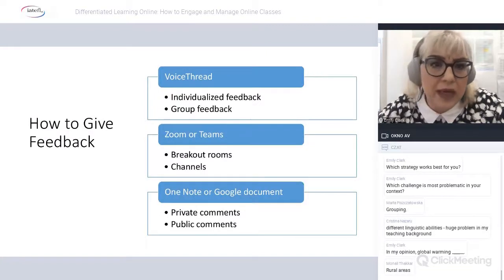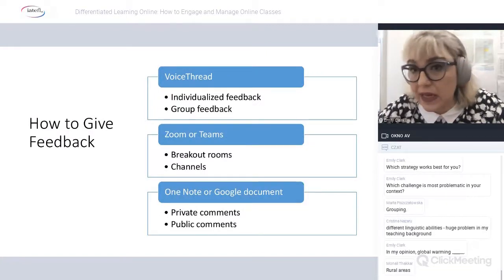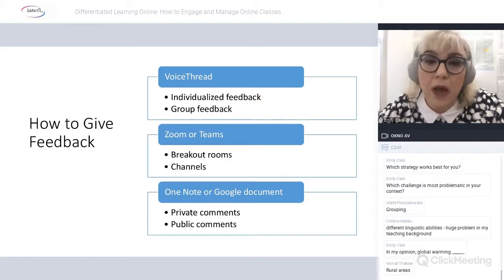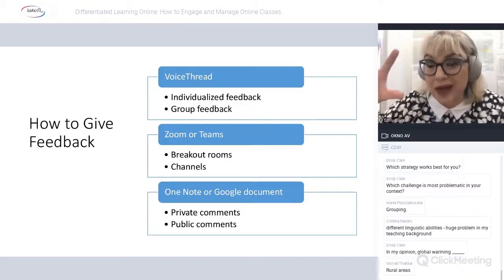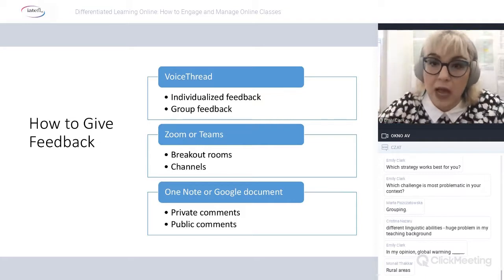Very, very quickly, how to give feedback. Try to make it as individualized as possible. You can also give group feedback. I like to use VoiceThread for that. They can be private. Zoom or Teams, breakout rooms, channels, OneNote, Google Document. There are just all kinds of different ways. OneNote especially is good to give private comments and then public comments.